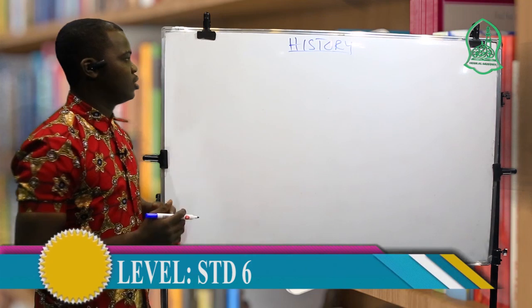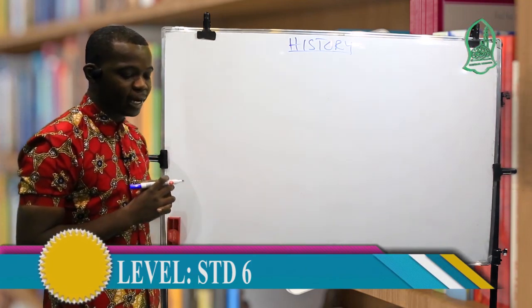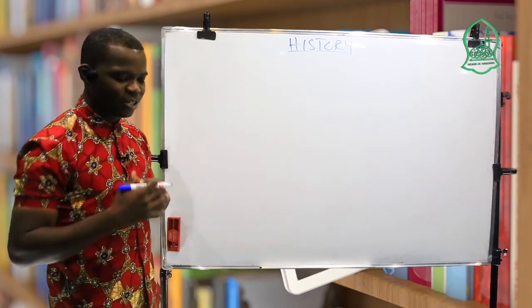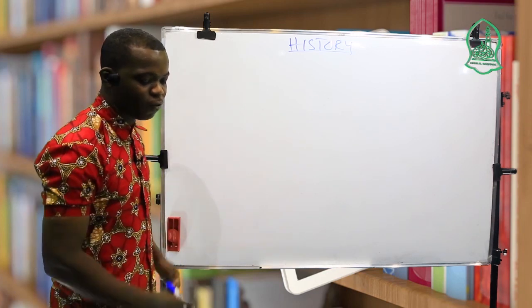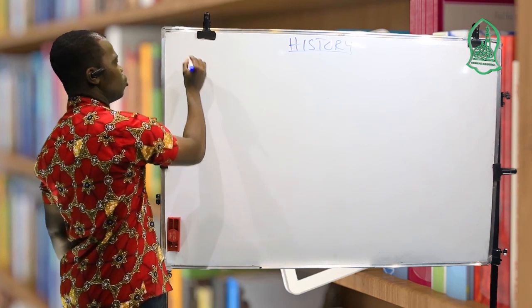Colonialism. It is known as colonialism. But here we are going to touch on colonialism in other countries beyond Tanzania or Zanzibar. Therefore, we have to know about colonialism in other countries of Africa: Kenya, Uganda, and Nigeria. This will be our first topic.